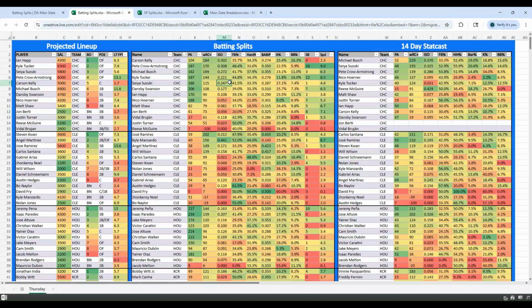This here is the batting splits. These are formatted for left versus right based on their matchup on the breakdown. So that's already set. And then here we have our 14-day Statcast.